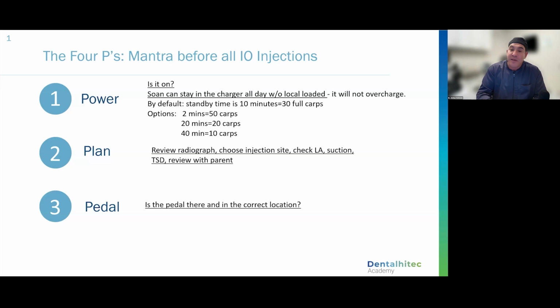And I will tell you, if you think that you can hold your right hand, if you're right-handed still, and try to grab the pedal with your foot and move it, it doesn't happen. You're going to wind up advancing that needle in a location that's not so comfortable. So please, before you do your very first step, make sure your pedal is there.